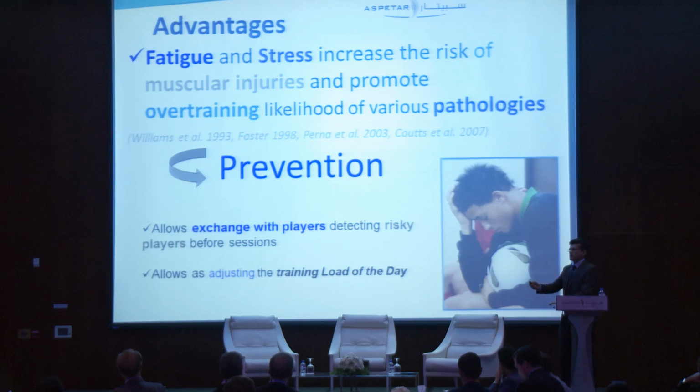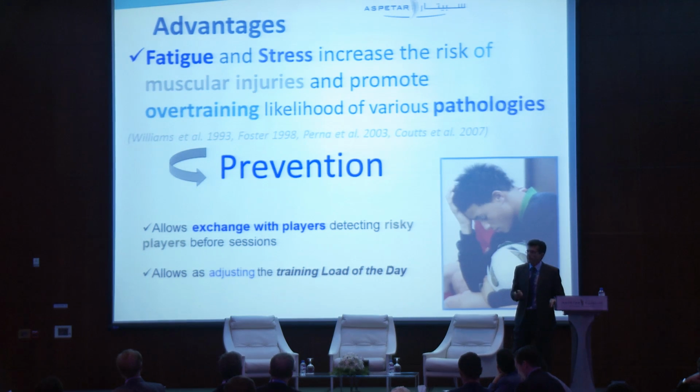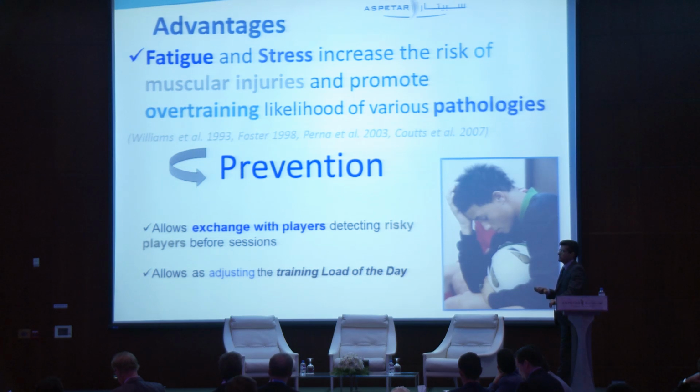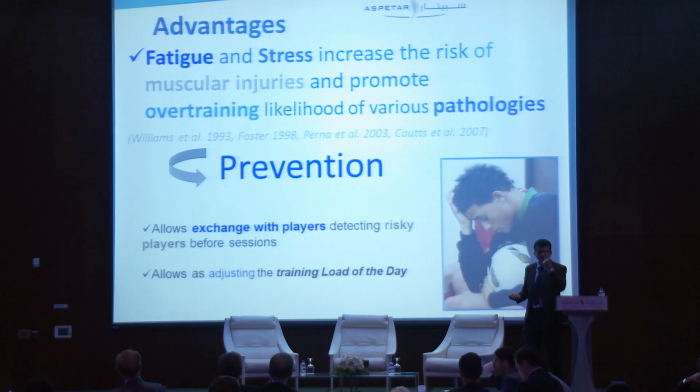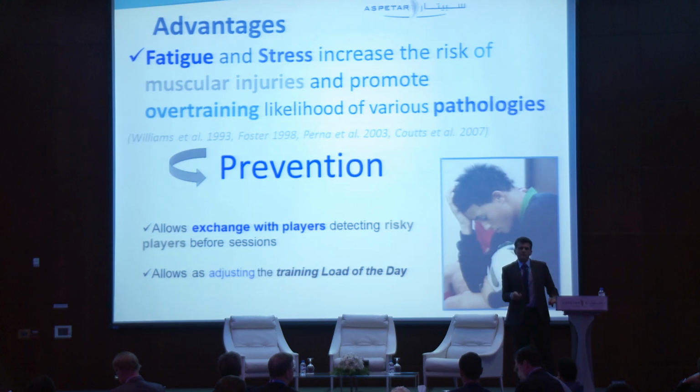Why? Because in the Hooper index, you have some very important variables, like sleep, like stress, and these have been linked to the muscle injuries, some illness. So from a perspective of prevention, this is very important. It allows also direct exchange with the players, face-to-face, and detect at-risk players the day of the training. And you can react now, before the training.